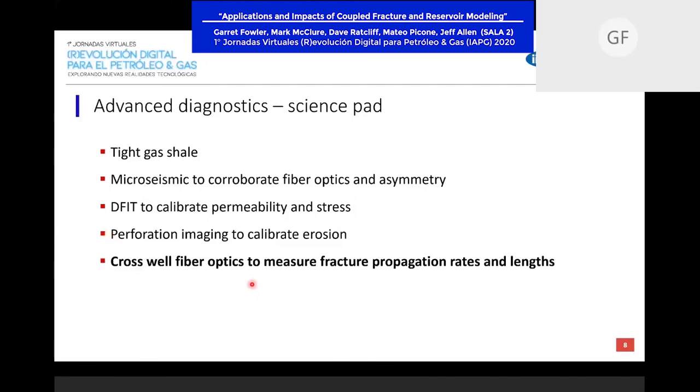And so this is where you have a fiber optic cable in an offsetting well, and are able to actually measure the strain response as fractures cross. And so that's really where I wanted to focus today, is just show some of the statistics and ability to match this cross-well data.